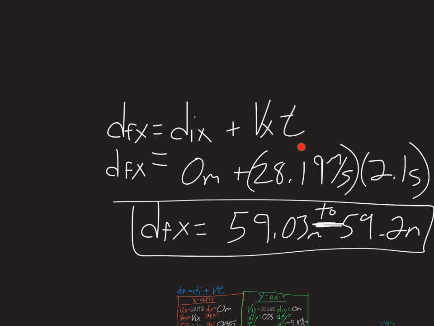Notice I set up that one equation that I have for my x. I go ahead and plug in my values because it's already solved for df, final x. And I'm going to get, depending on how you rounded, anywhere from 59.03 meters to 59.2 meters. And so that would be our answer of how far away it landed. And that's all there is to it.